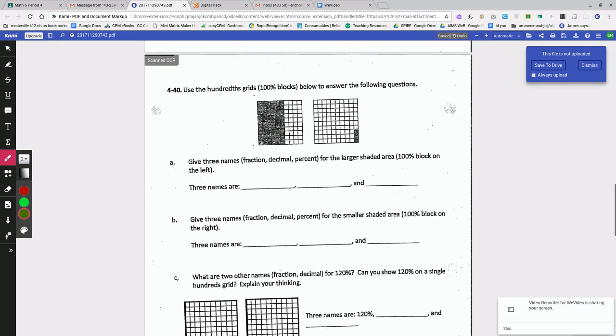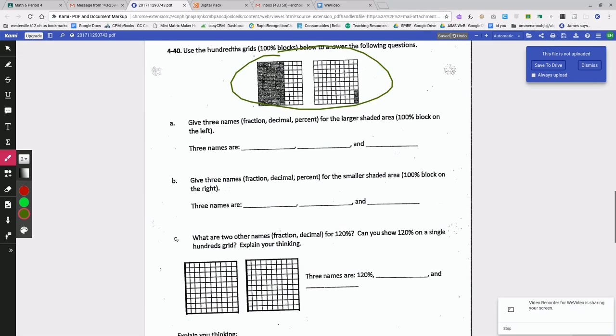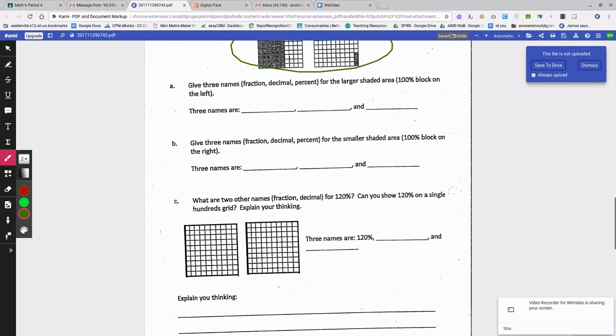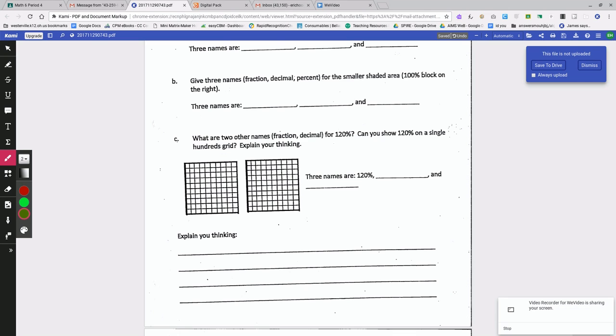Going on to the back here, we got our fraction, decimal, percents again. Just look at the pictures and answer the questions. Not too hard for you to look at and answer the fraction, decimal, percent. Then again, we're giving you 120%, so we need the other two. And you'll have to draw your thinking here on the grid.